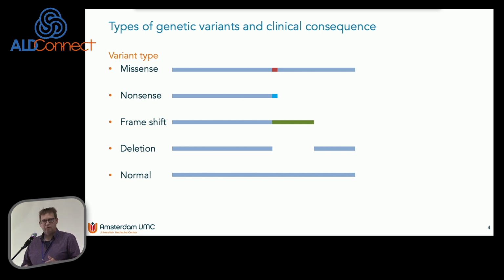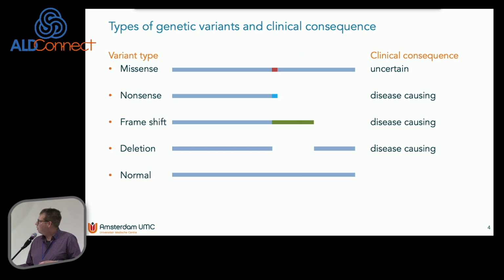Then you also have a frame shift, where the blue part is the ALD protein, and then because of the mutation, something happens and you suddenly get another protein, and that's not functional. And you can have a deletion in which a part of the protein is gone. The clinical consequences are that a nonsense, a frame shift, and a deletion are really deleterious to the protein and its function, and these are all disease-causing. The problem is a missense variant, because is this change disease-causing or is it benign? I'll come back to that later.